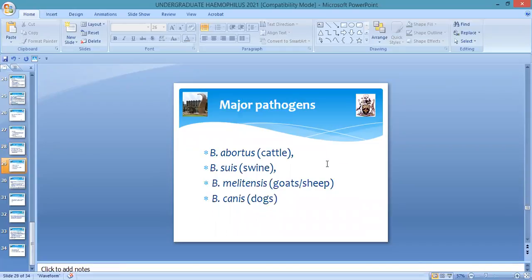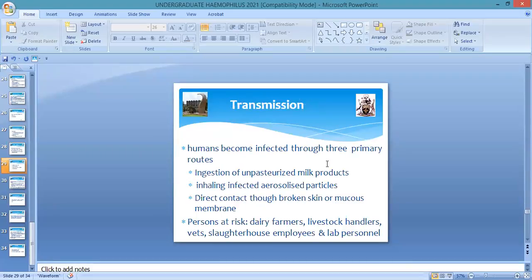So some of the major pathogens include Brucella abortus, which is found in cows. We have suis found in swine, melitensis found in goats and sheep, and also canis found in dogs. And humans will acquire these pathogens from these specific animals.